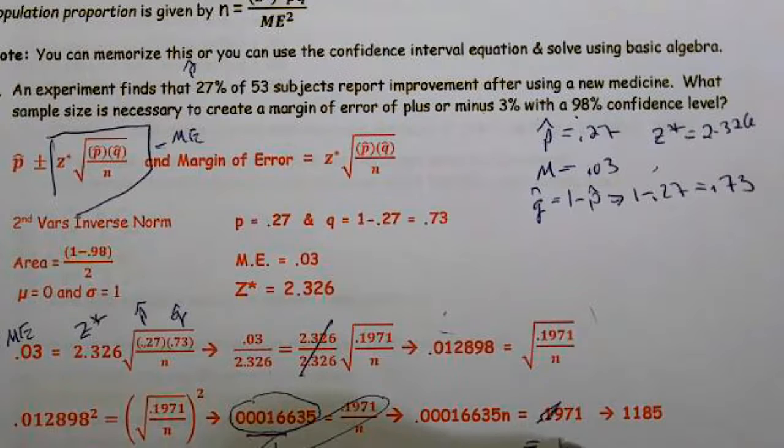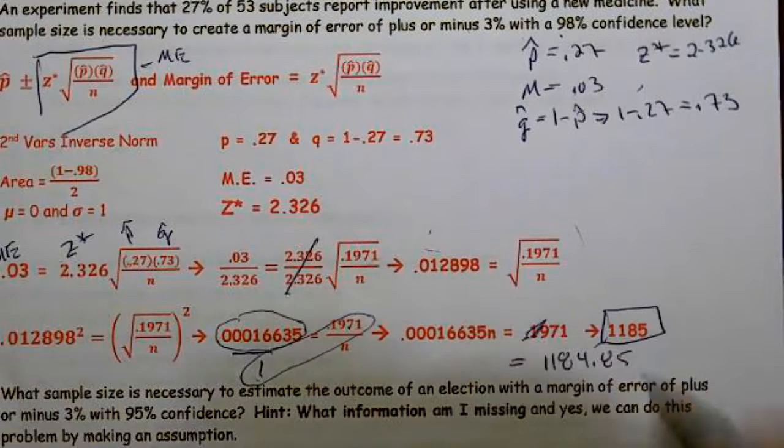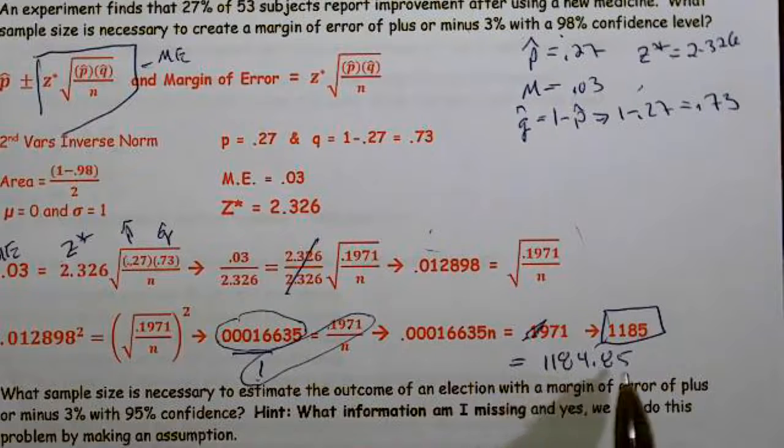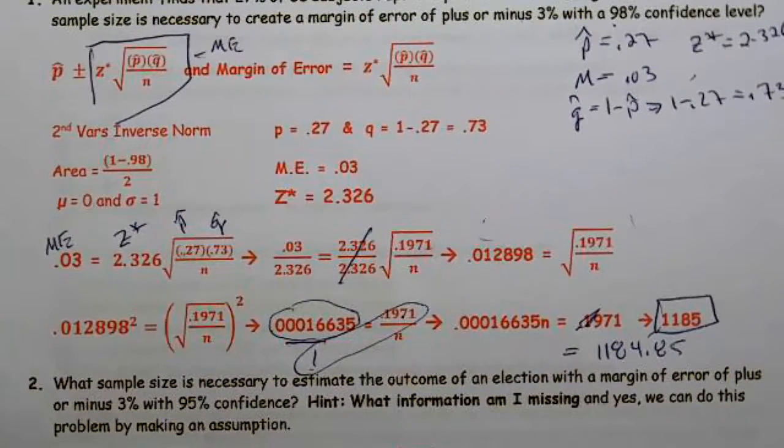So equals 1184.85. Always, every single time when we're doing these, round up. Okay, this naturally rounds up, but even if this had been 1184.1, we still round up. So this is a situation where we always have to round up.